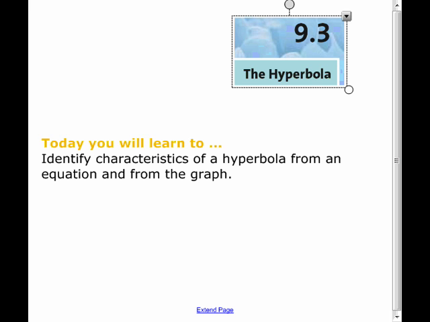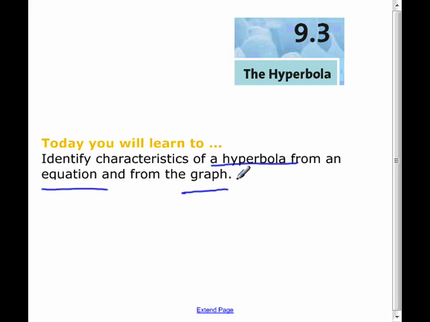Many of the planetary orbits we used to think were ellipses, but some people now think comets or some of those other shapes may have hyperbolic paths as opposed to elliptical ones. Anyway, we're going to look at hyperbolas, and basically we're going to look at characteristics of a graph and an equation and see how the two interrelate.